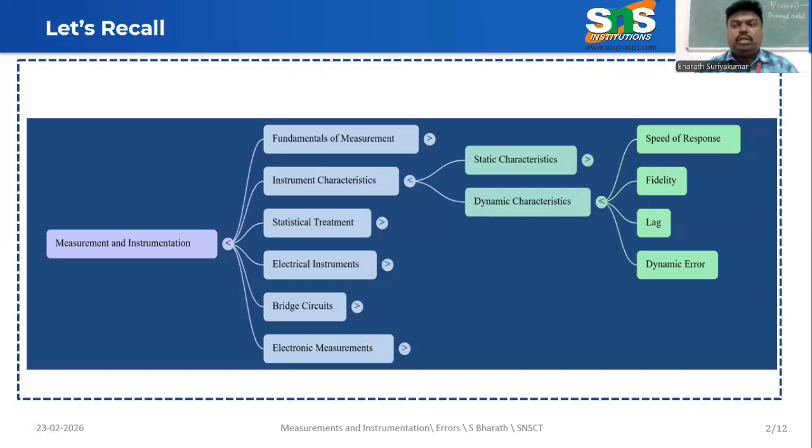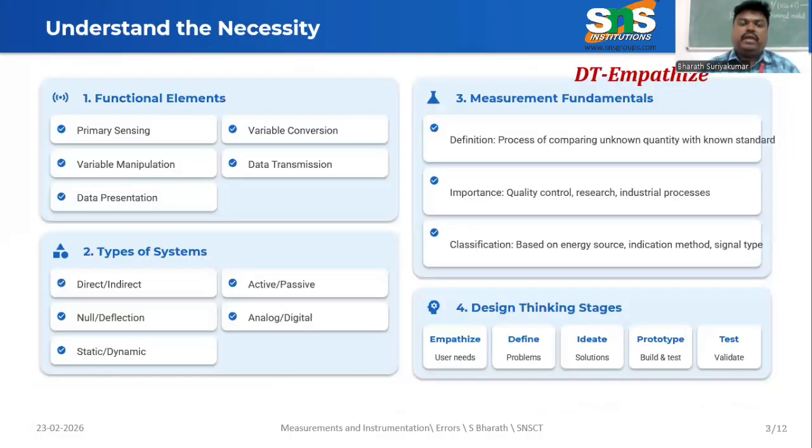Let's recall the previous topics we have discussed in this lecture series. We have discussed the various fundamental elements of an electrical instrument, the static and dynamic characteristics of instruments, the various types of electrical instruments, and statistical treatment. Today we are going to discuss the various classifications of types of errors.